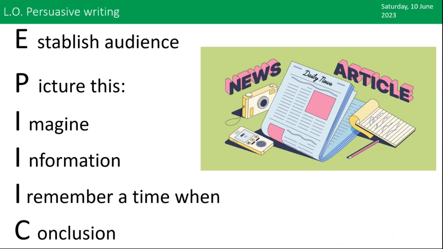As you can see, it spells EPIC with 3 I's. E stands for establish the audience, P picture this, I imagine, I for information, I for remember a time when, and C for conclusion. We'll go through each of these subheadings now.